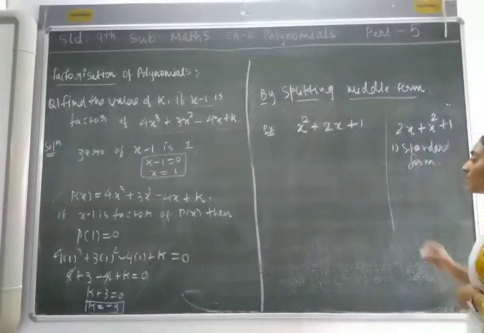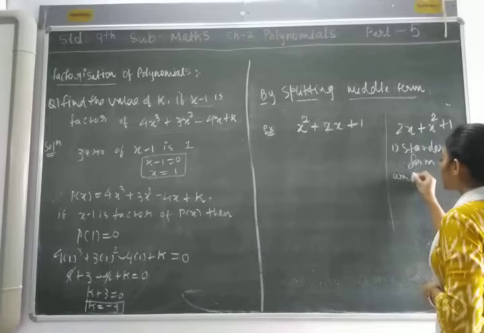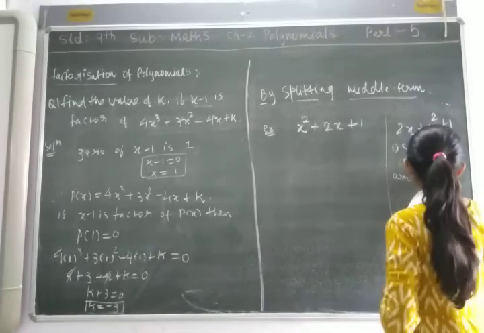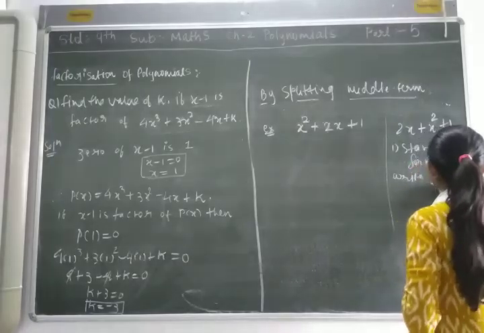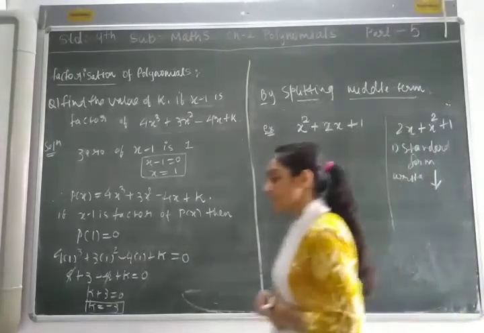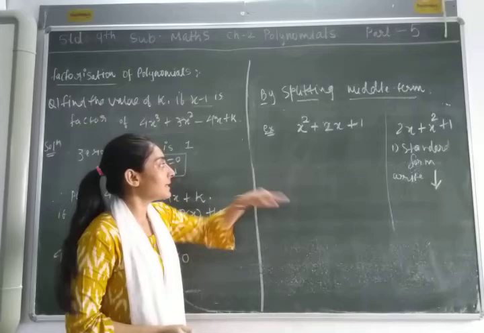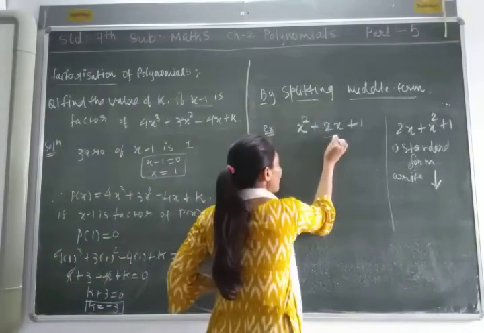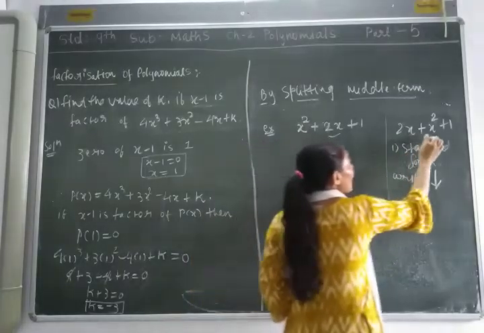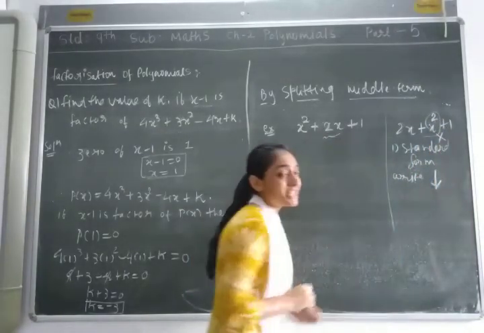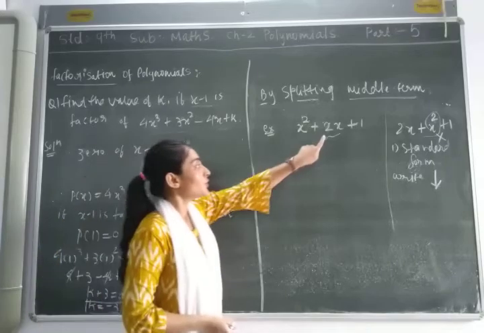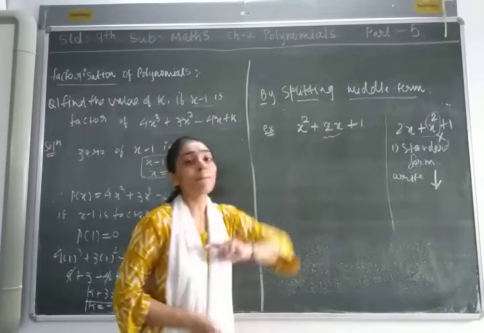Standard form is nothing but writing in descending order. We have to write in descending order. After writing in descending order, you can find my 2x is the middle term. Here my x square is not a middle term. That's why we have to first write in a standard form. So here my 2x is a middle term.